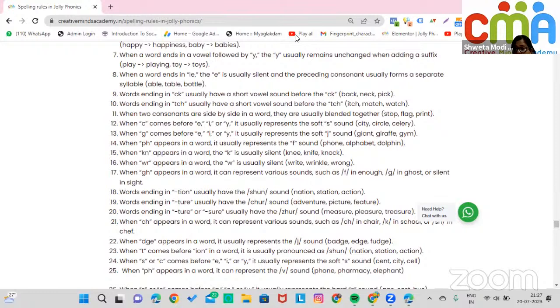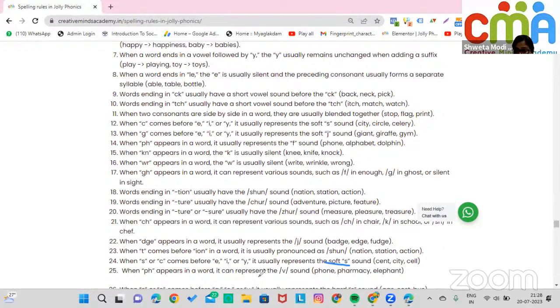When T comes before ION in a word, it is usually pronounced as shun. So we know this. We have done station, nation, action. Now, when S or C comes before E, I or Y, it usually represents the soft C sound. Okay, this rule is being repeated. We have done this. PH.